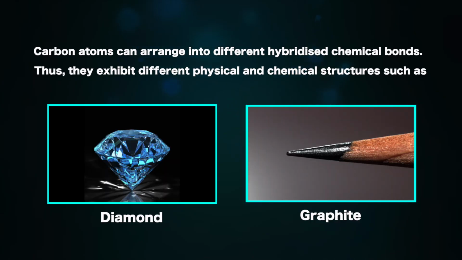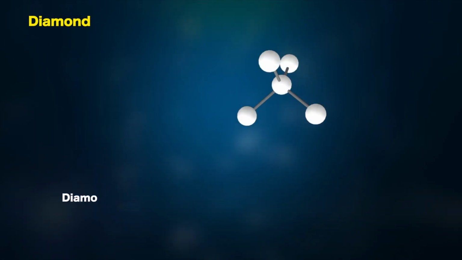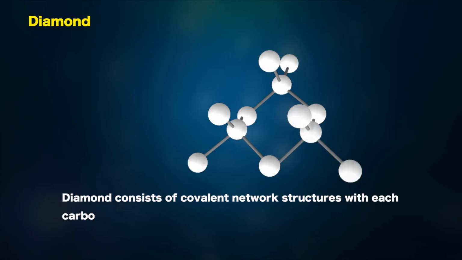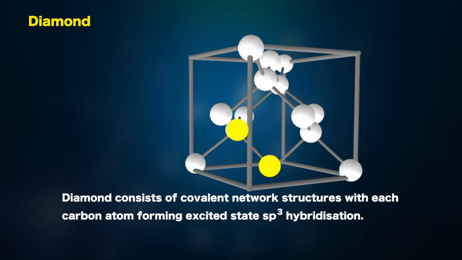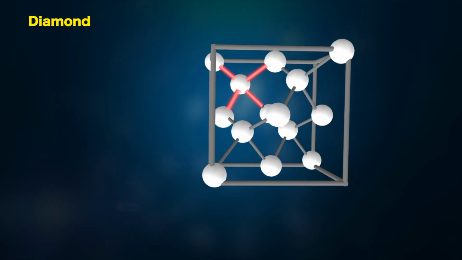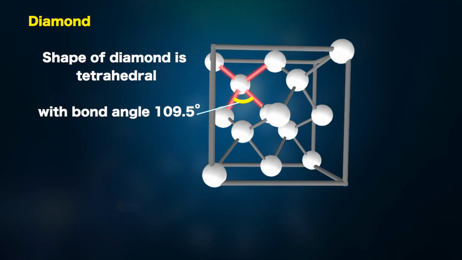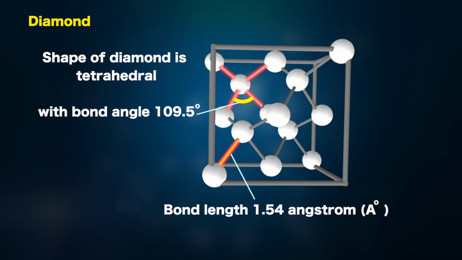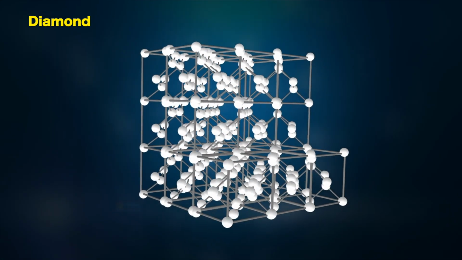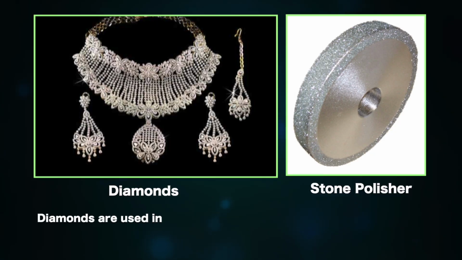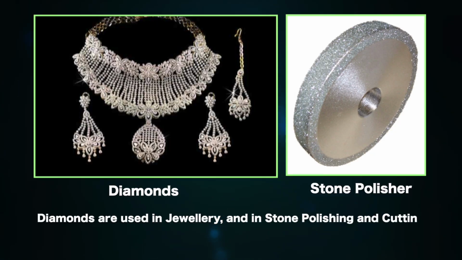Let us understand some crystalline structures in detail. Diamond. Diamond consists of covalent network structures with each carbon atom forming excited state sp3 hybridization. Shape of a diamond is tetrahedral with bond angle 109.5 degrees and bond length 1.54 angstrom. It is the hardest naturally occurring substance. Diamonds are used in jewelry and in stone polishing and cutting.